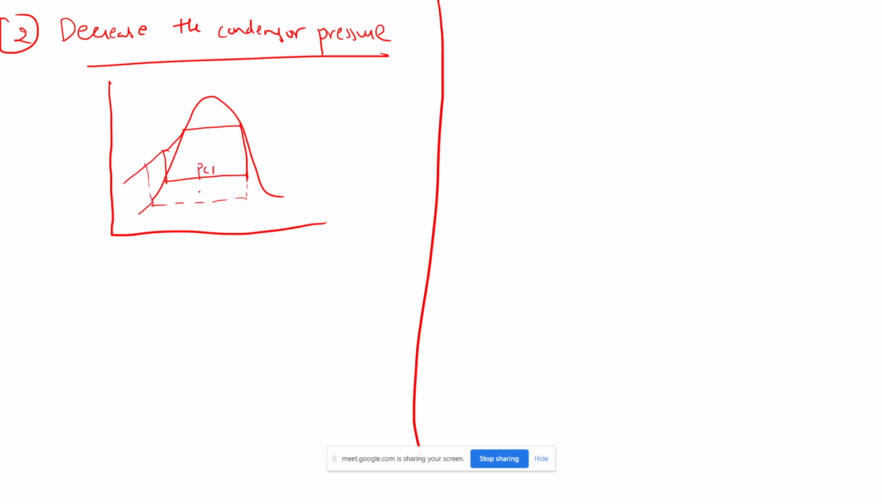This is PC1, this is PC2. 1, 2, 2 dash, 3, 4, 5, 3 dash, 4 dash. Okay. Boiler pressure will remain constant. So what will be its effect on the turbine work? Increases. Yeah. The pump work? Increase. Yeah, it will increase. So what will be the effect on the network output?